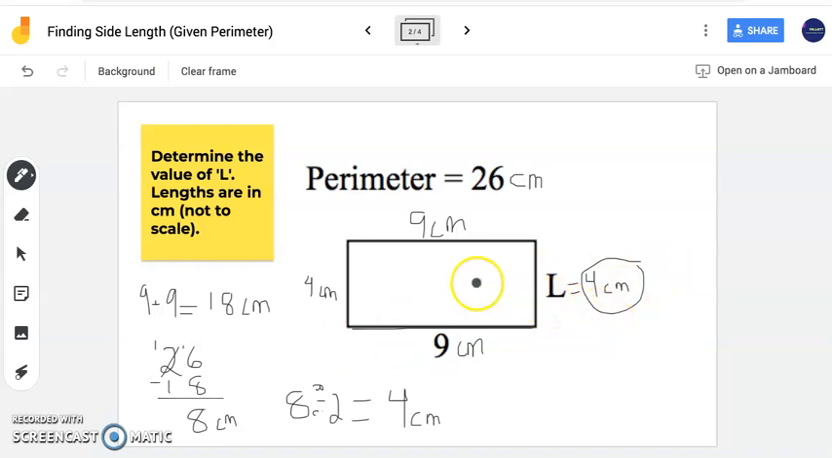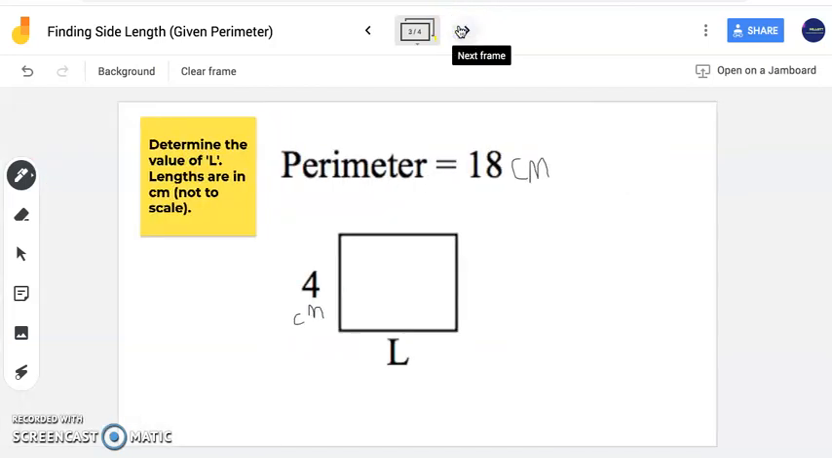Now again, to remind you, first, identify the given side lengths. 9 plus 9 is 18. However, we need to find the other 2 missing side lengths, and you know they're going to be an equal value. So now you can take the given perimeter, 26, and take that away from 18. Now, 26 minus 18, you're left with 8 centimeters. Now you're going to take the 8 centimeters and you're dividing it by 2 to determine that your answer is going to be 4 centimeters. So both side lengths need to be the same value.